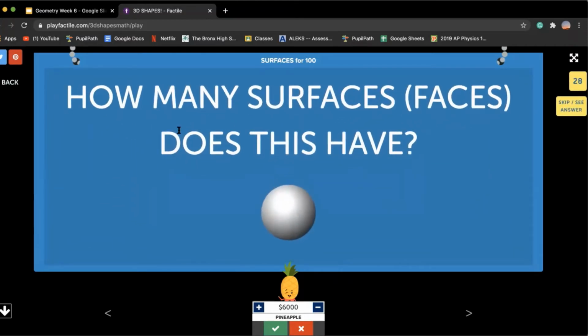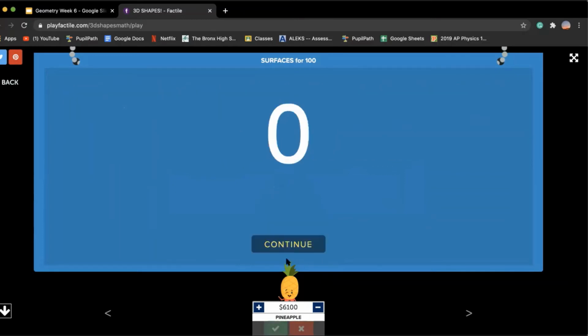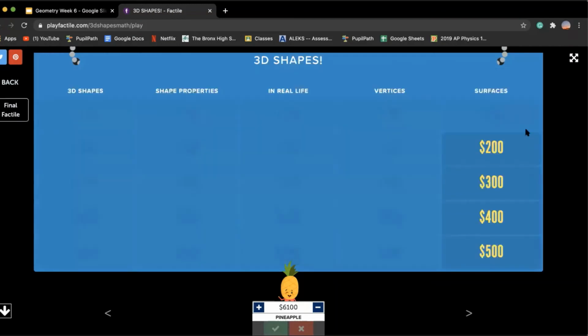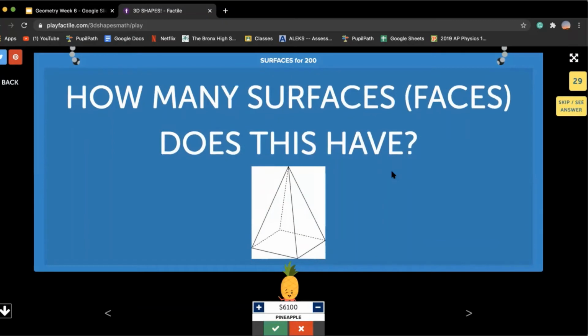How many surfaces does this have? It only has 1 because it's just the face of a ball. It doesn't have any other surfaces it's joining. Yeah, it only has 1. How many surfaces does this have? There's a face here, in the back, over here. So it has 5.